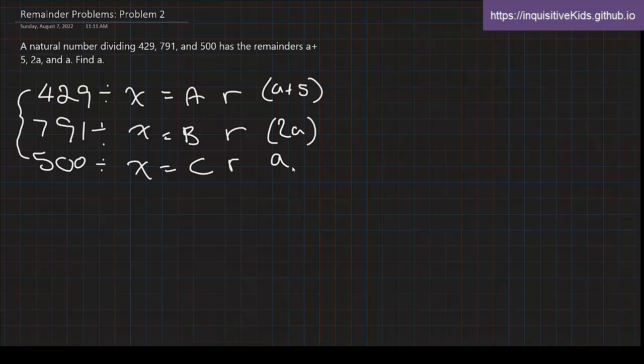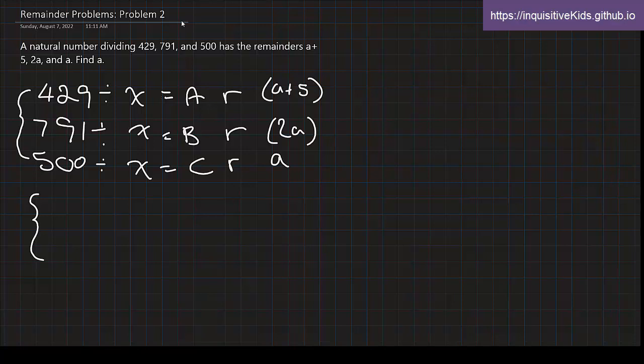Let's first find which of these is a multiple of x. But right now we can't do that because the remainders aren't the same. Is there any way we can make the remainders the same? Here's what I mean. 429 divided by x has a remainder of a plus 5. 500 divided by x has a quotient and a remainder of a.